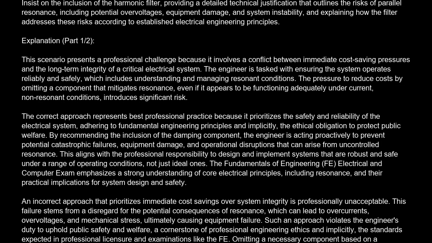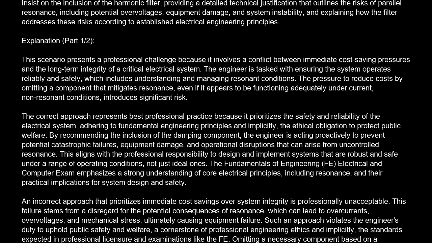The correct answer is B. Insist on the inclusion of the harmonic filter, providing a detailed technical justification that outlines the risks of parallel resonance, including potential overvoltages, equipment damage, and system instability, and explaining how the filter addresses these risks according to established electrical engineering principles.